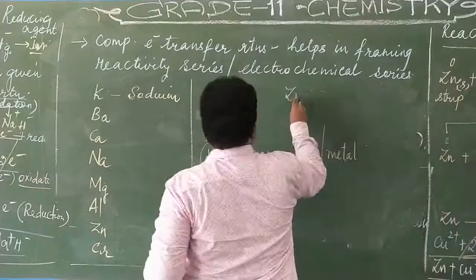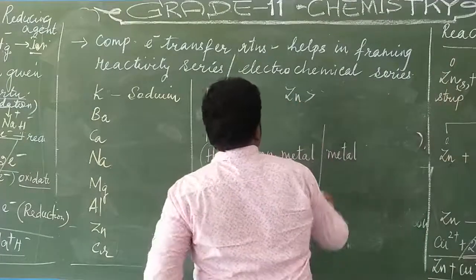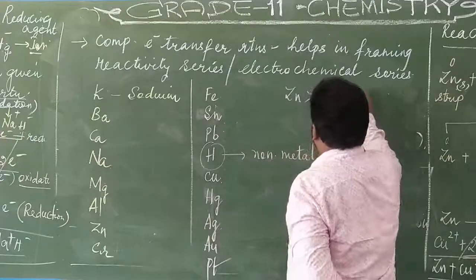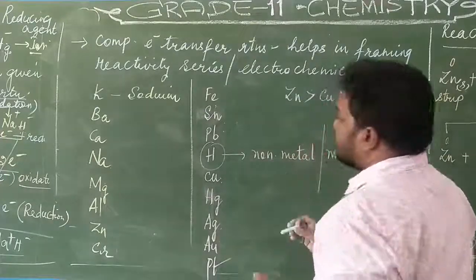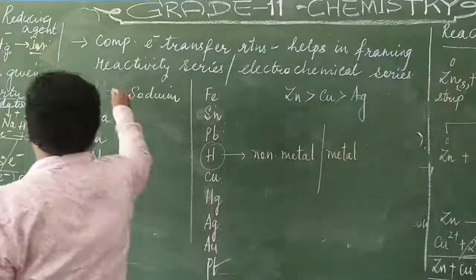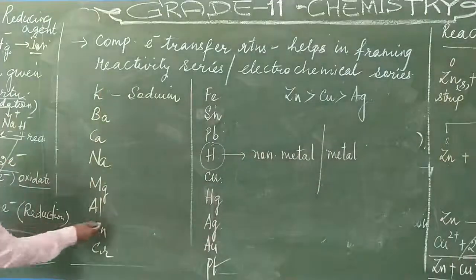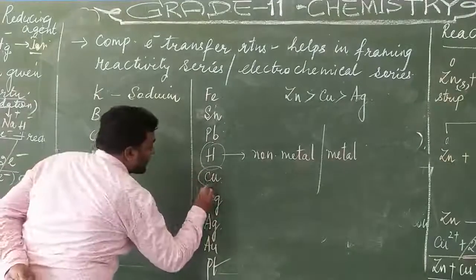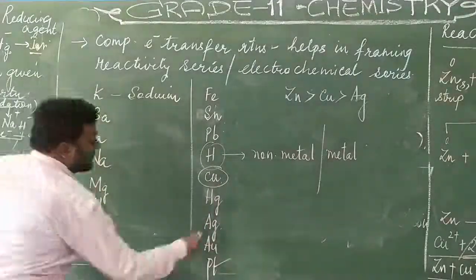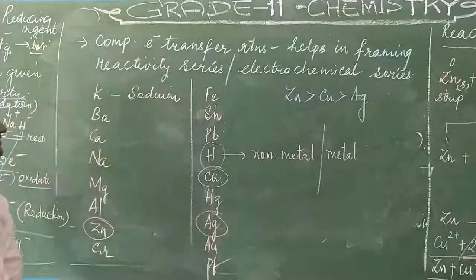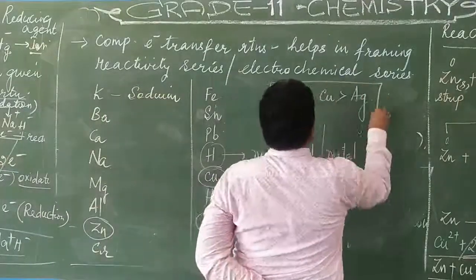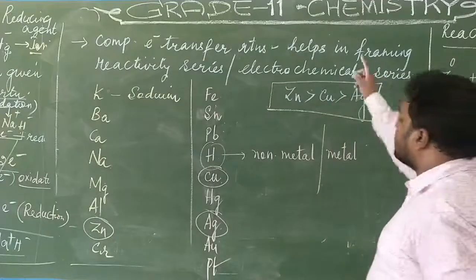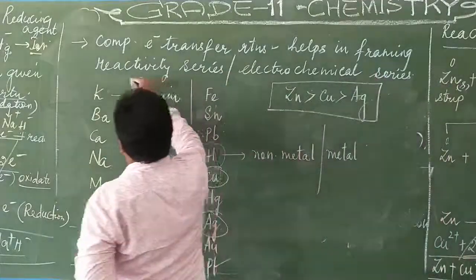So first zinc. Next to the zinc, what we have is copper. Next to the copper, what we have is the silver. Now you check in the metallic series. Which is coming first? Zinc comes first. Next to the zinc, what is coming? Copper comes next. Next to the copper, the silver. So the metallic series, what does it give you? The reactivity series will give you the strength of the metal.